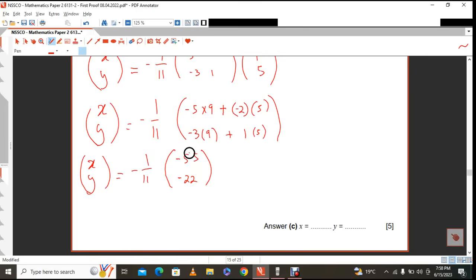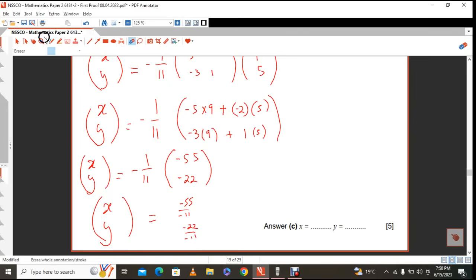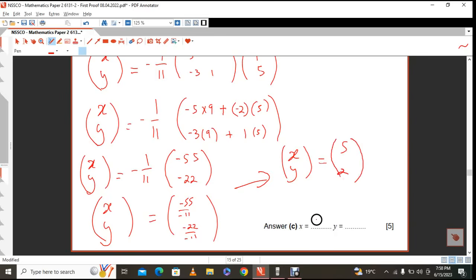Because now if I multiply negative 55 with that, it is the same as dividing. So that's going to be negative 55 over negative 11 and negative 22 over negative 11. You see that? So basically, at the end of the day, I'll have my answer. So that gives me xy would be equal to 5 over 2. Therefore, x is 5 and y is 2.